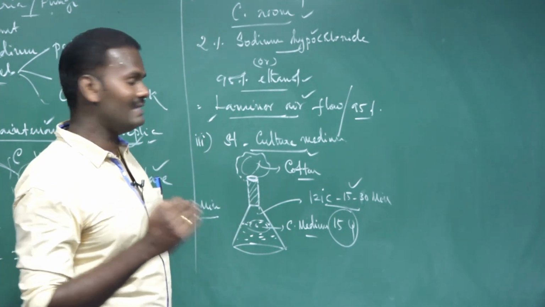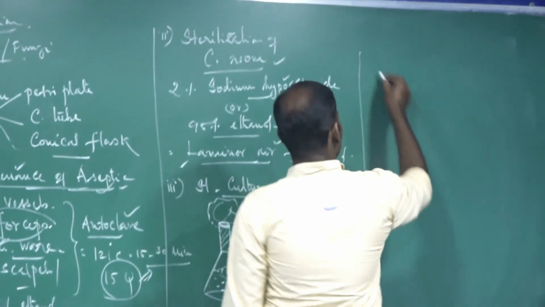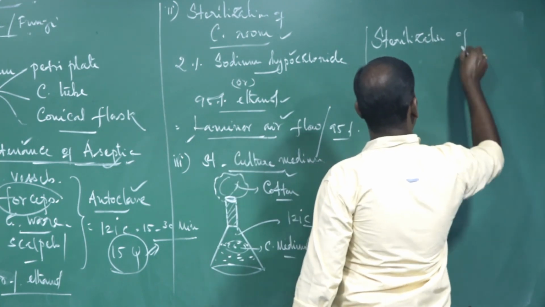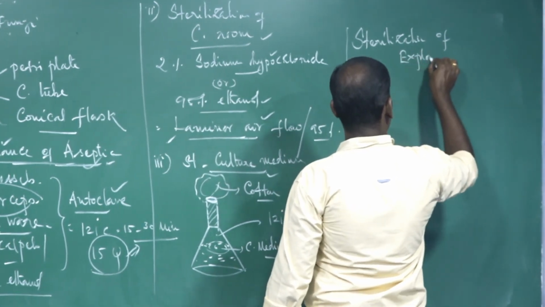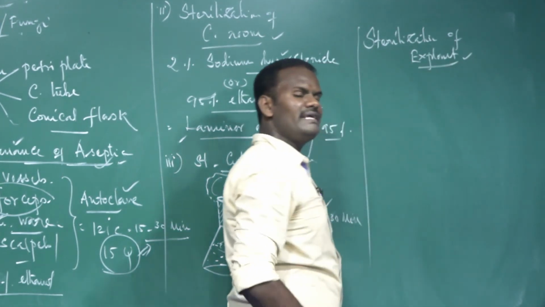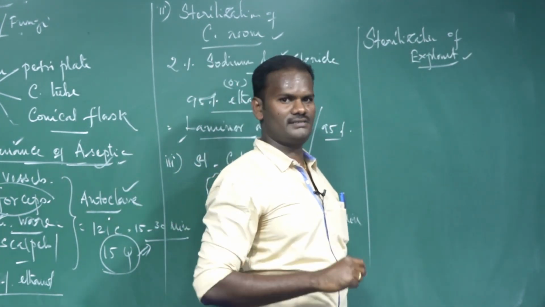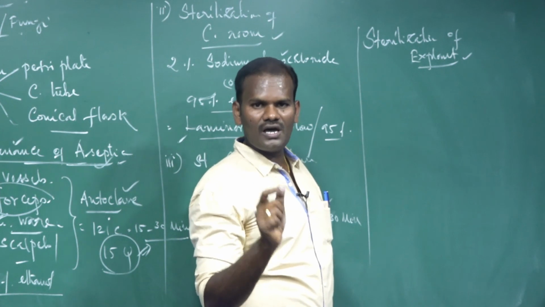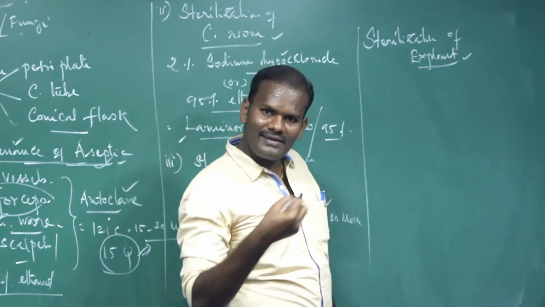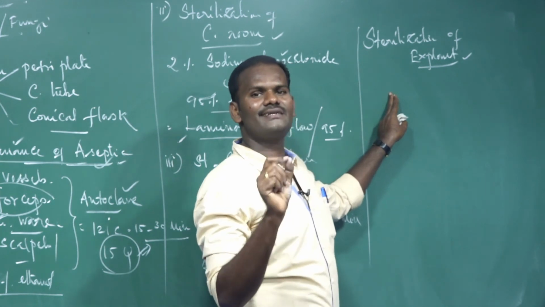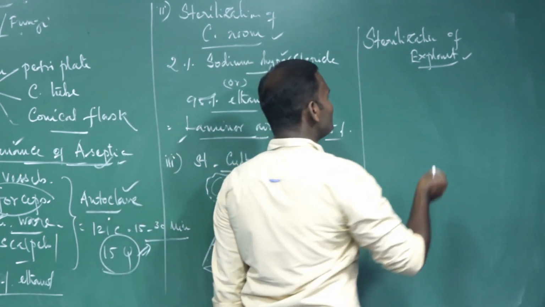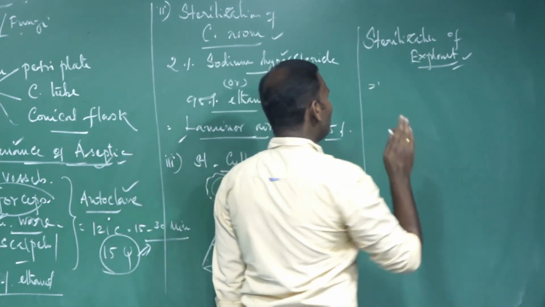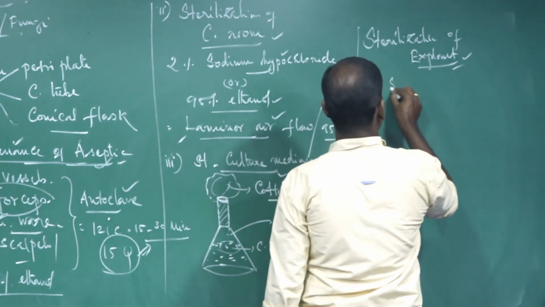Next, how to sterilize the explant. Sterilization of explant. What do you mean by explant? The plant material that is used in plant tissue culture, obtained from the selected plant. A tissue or plant cells isolated from the desirable or selected plant are called explant. So how do we sterilize the explant? The explant may also contain a lot of microbes, so it should be sterilized first. Surface sterilization.